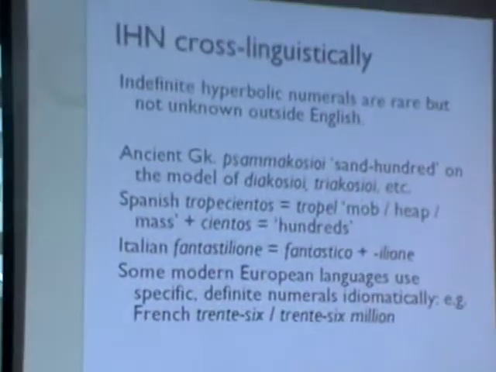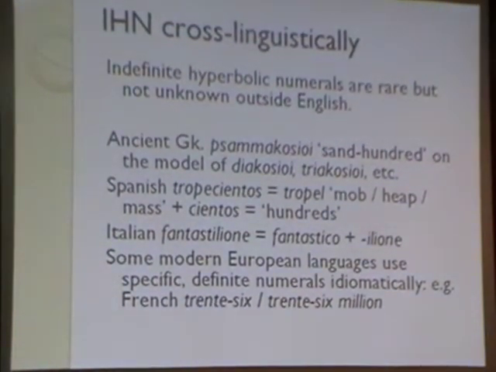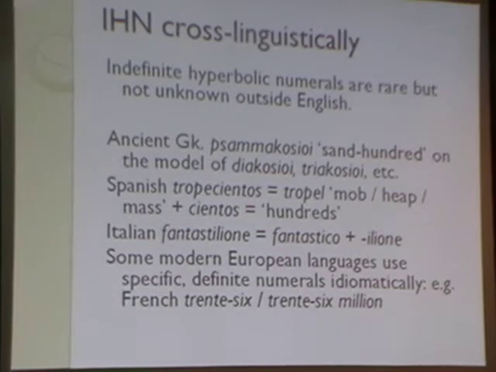Now, IHN are actually cross-linguistically quite rare. They're not unknown outside English, but they are quite rare. So in Aristophanes and Eupolis in ancient Greek, there's this term psalmakosioi, which basically means sand hundred. And it's structured in the same way as the other hundreds, diakosioi, triakosioi, etc.